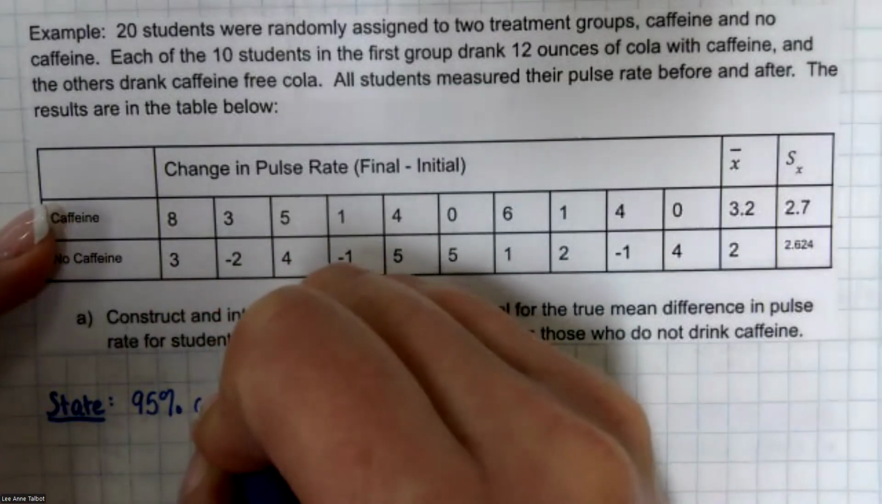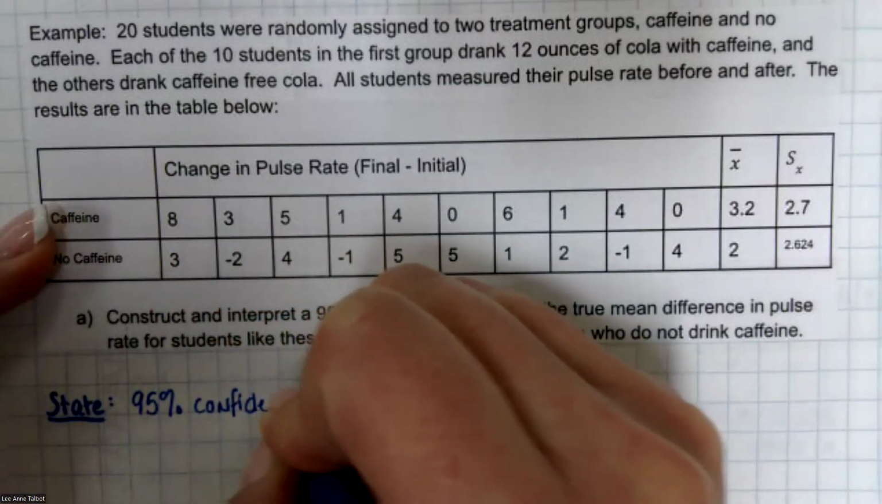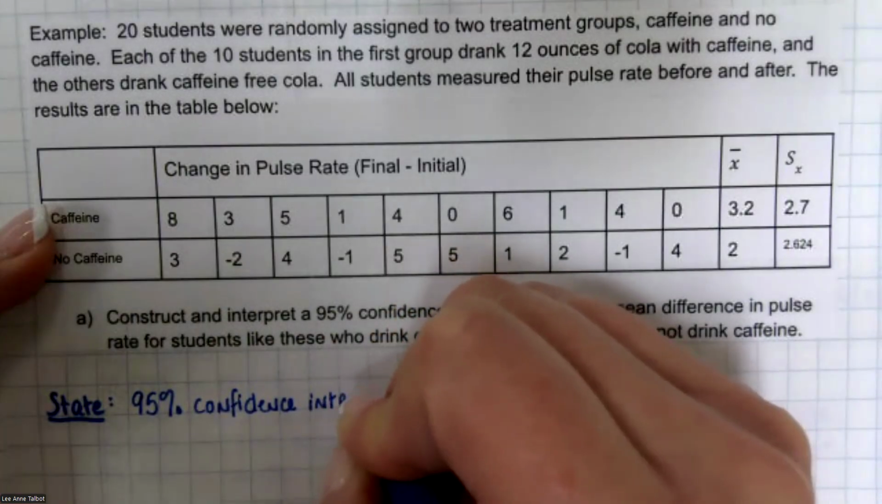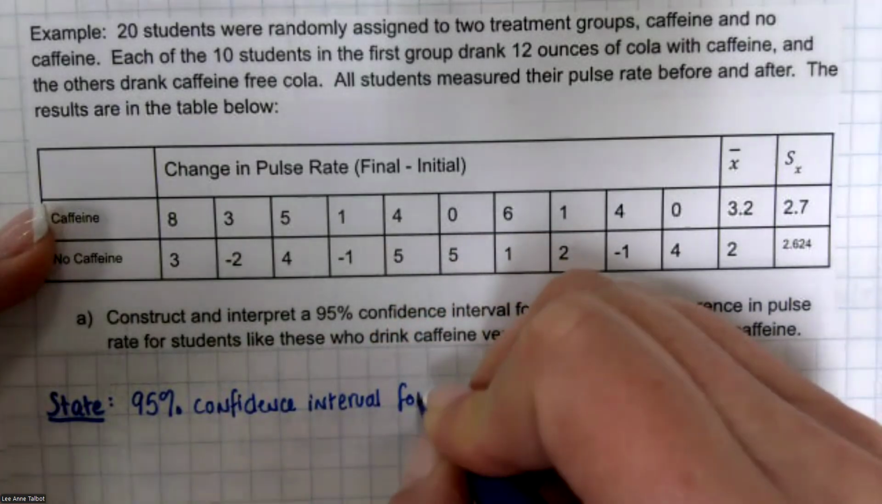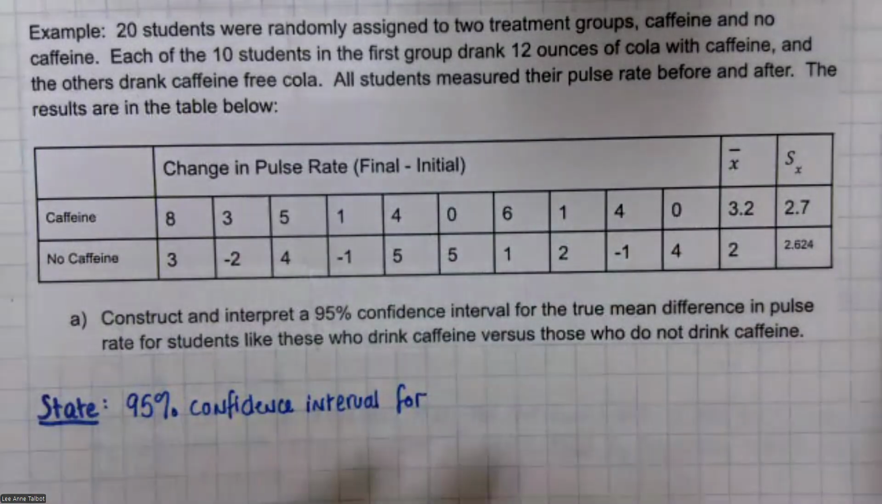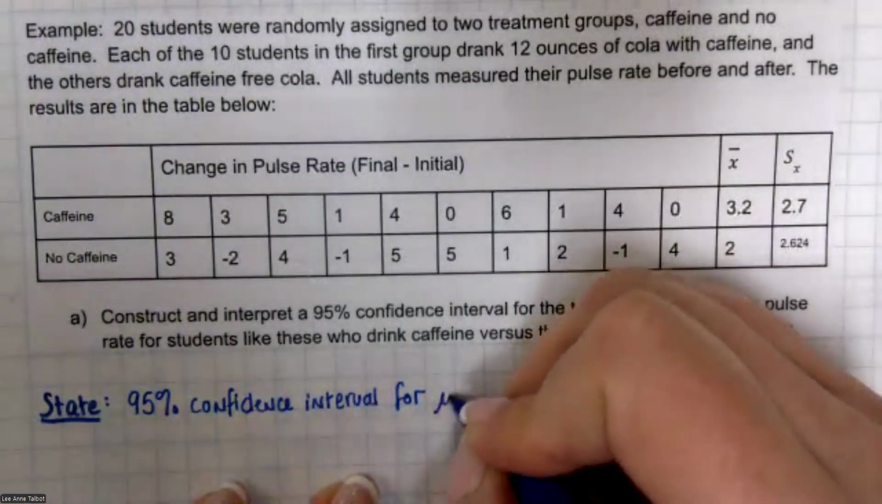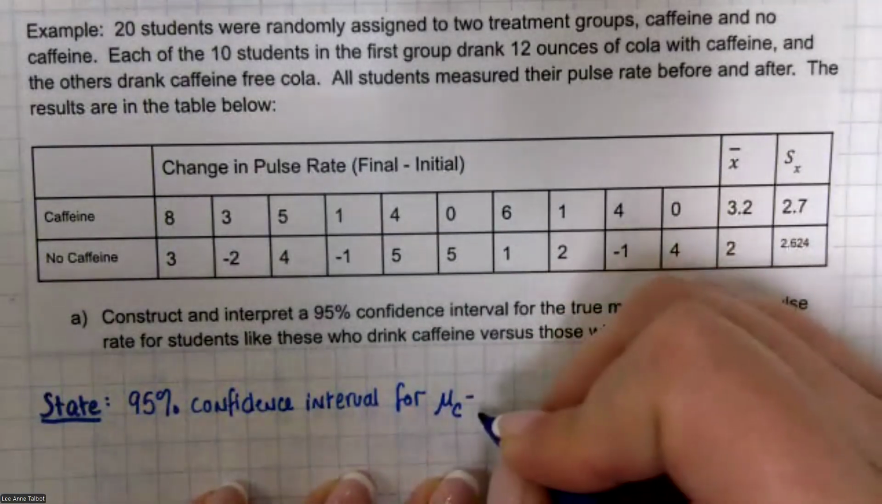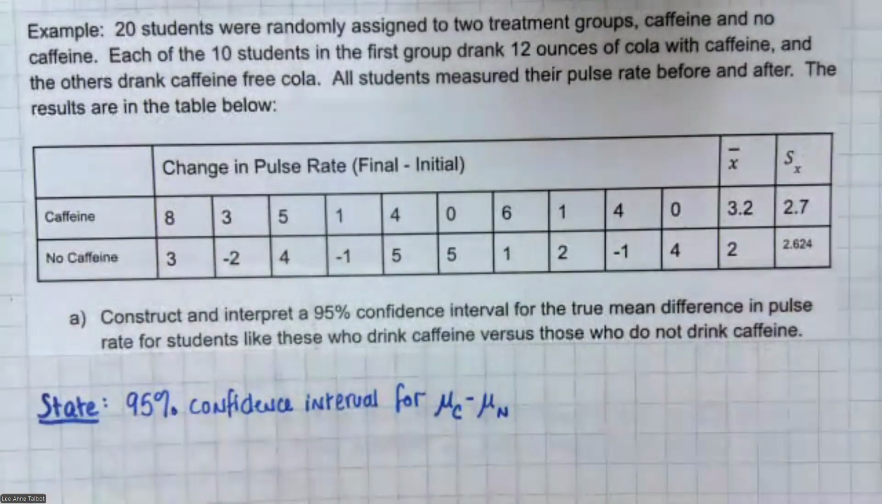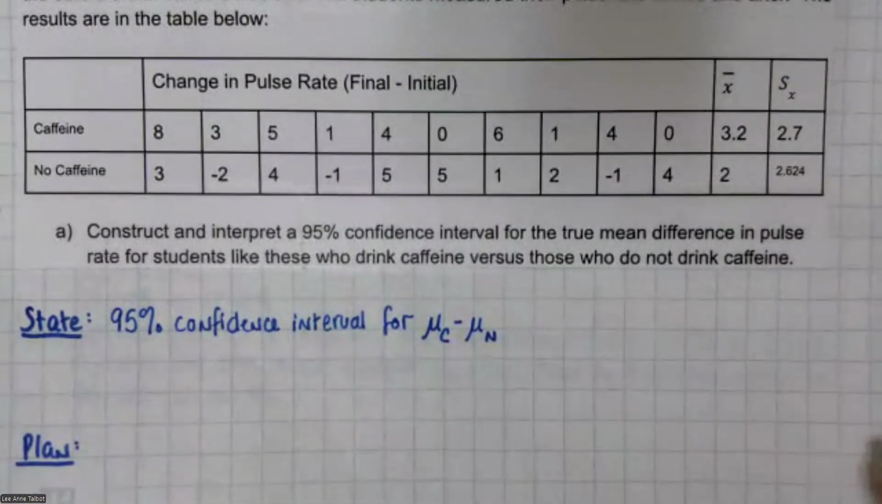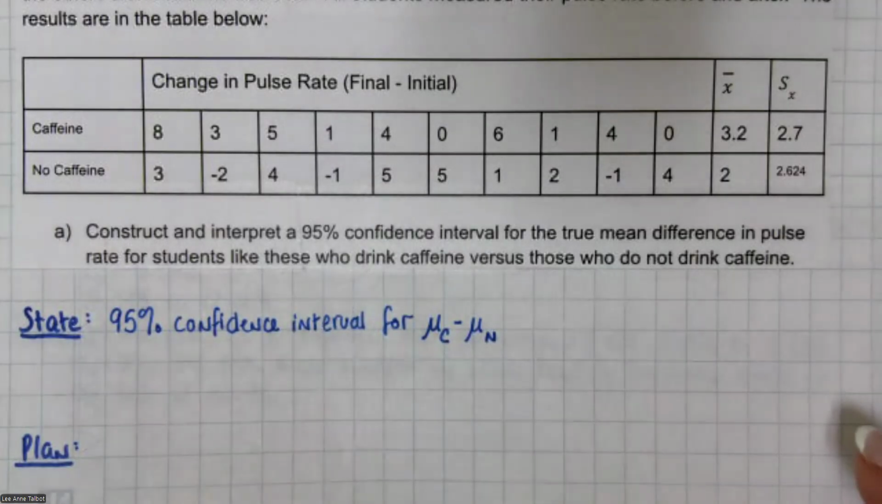95% confidence interval for mu C minus mu N. Does that work for you guys? Do you see where I got the C and N from? Were those the letters you would have picked? Okay, just checking.